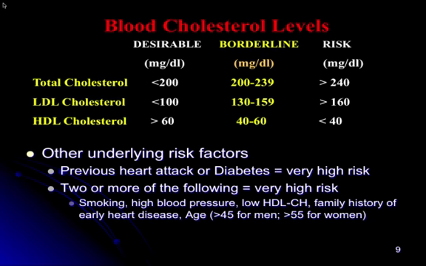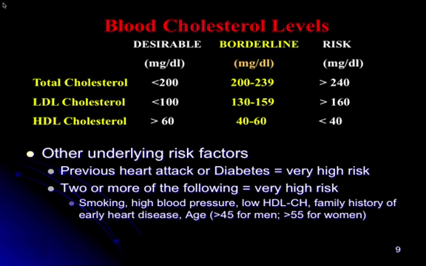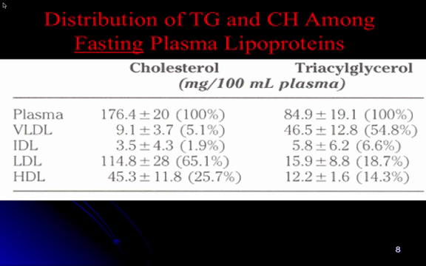Typical values and categories are shown here, and you have this in your handout as well. Blood cholesterol levels. Oh, let me mention this, sorry. Triglycerides. You're going to measure triglycerides today. They have 85 mg per deciliter up here. We're saying that's 100%. Where are they?